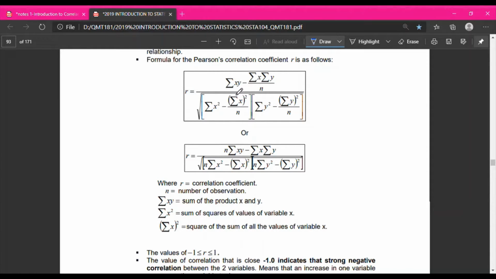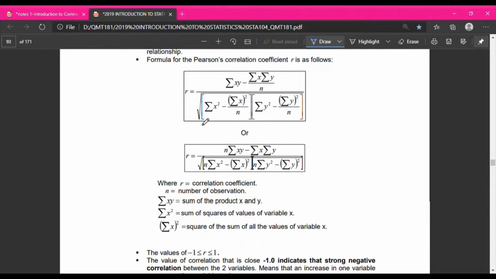Maksudnya total of x multiply y. X adalah macam tadilah, X adalah independent variable dan Y adalah dependent variable. Then we have the column of X and the column of Y. So you need to multiply X and Y dulu. Value X multiply dengan value Y. Total of that will be put here. Minus dengan summation of X, maksudnya total of X variable, tambah semua variable X. Total of Y divide dengan small n. Small n here adalah number of observations ataupun sample size.